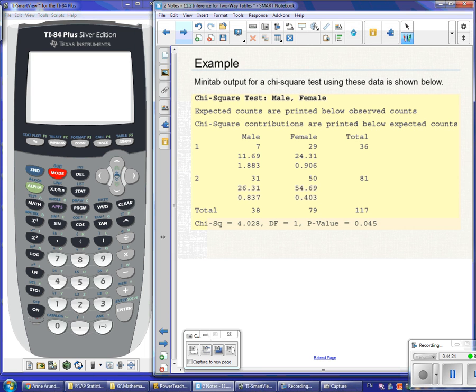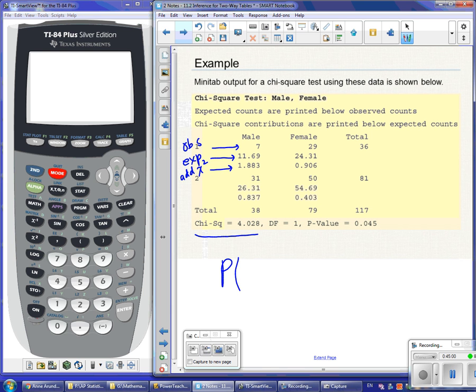So in fact, you're not even going to have to do the math because you have in front of you the Minitab output. And so you have to read it carefully. We're looking at the chi-square test of males and females. The expected counts are printed below the observed counts. So these numbers here are your observed counts. These numbers here are your expected counts. These numbers here are the values that add to give you chi-squared. Okay, so the chi-squared contributions are printed below. And so notice at the bottom, you're told that chi-squared is equal to 4.028.